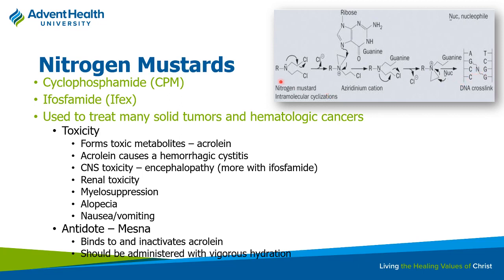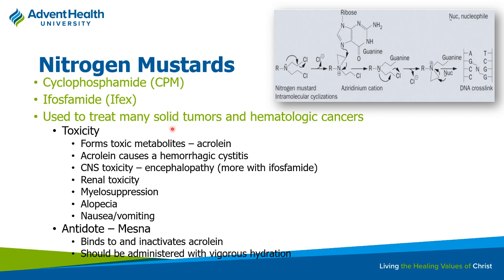Now, in terms of nitrogen mustards, I implore you, do not put this on any of your hot dogs. Okay. We have cyclophosphamide and ifosfamide. Those are the two main nitrogen mustards here, very old drugs that we have. Again, we can use them to treat a lot of different types of solid tumors and hematologic cancers.